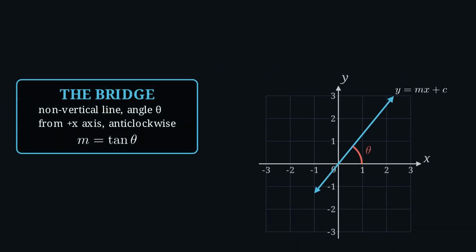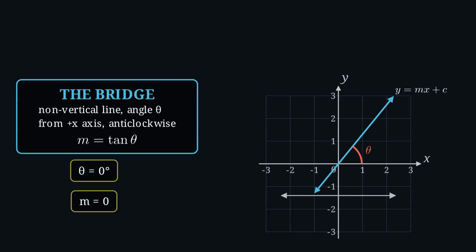Here is the bridge. If a non-vertical line makes an angle theta with the positive x-axis, measured anticlockwise, then its gradient is m equals tangent of theta. The angle of inclination runs from 0 up to, but not including, 180 degrees, one angle per line, and never 90. That would be the vertical, whose gradient is undefined.